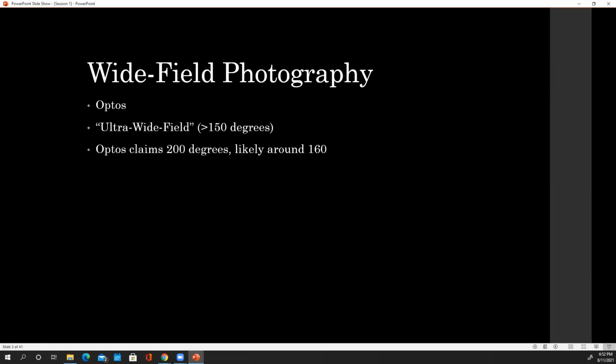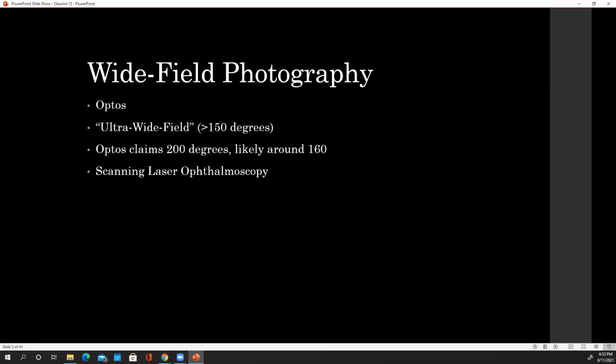So Optos claims that it actually sees 200 degrees, which, if you think about what I just said, in a circle, if I were standing at the center of the circle, would mean that I was able to see behind me. Does that make sense? Yeah, but we don't think that's true in practice. Maybe in some cases it's true, but it's likely around 160 degrees, but 160 degrees is still pretty large in terms of a sweep.